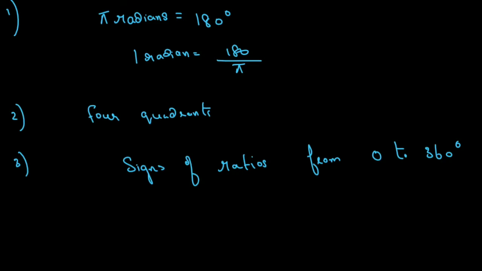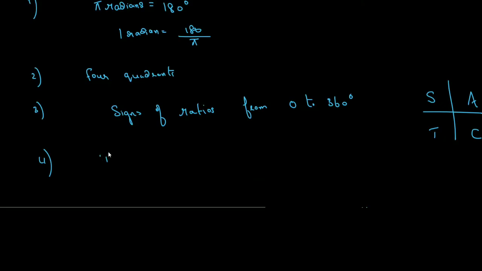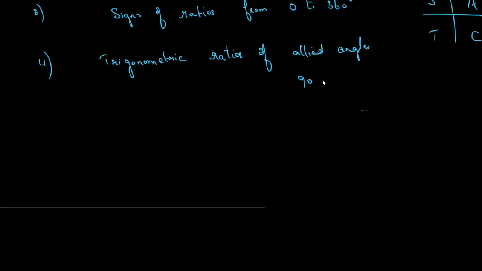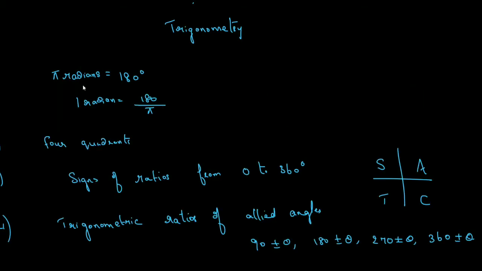Then the next one is the trigonometric ratios of allied angles. 90 plus or minus theta, then 180 plus or minus theta, 270 plus or minus theta, 360 plus or minus theta. So the first one is pi radian is equal to 180 degrees, 1 radian is 180 by pi, four quadrants.